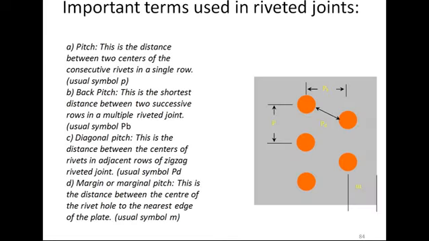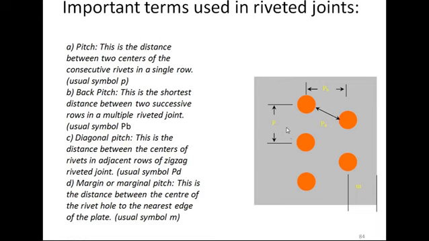Now we are going to see the important terms used in riveted joints. This is a general layout of rivets. Here we are going to see how we have done the rivets. First we are going to see the usual symbols. Here we have used a number of symbols: P, PB, PD, and M. What is the notation of these terms? We are going to see now.